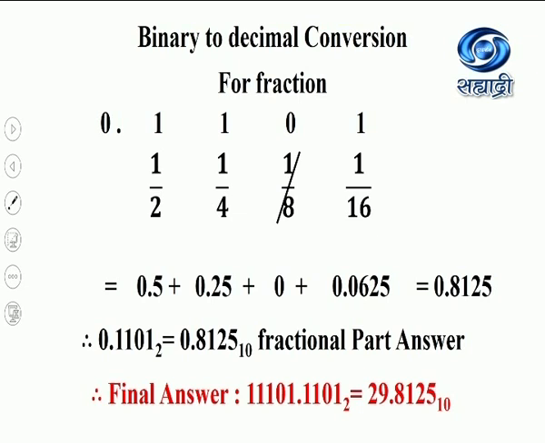So the final answer will be 11101.1101 is equal to 29.8125. We get this answer by combining the integer and fractional parts of the given binary number. Okay, so this is the final answer.